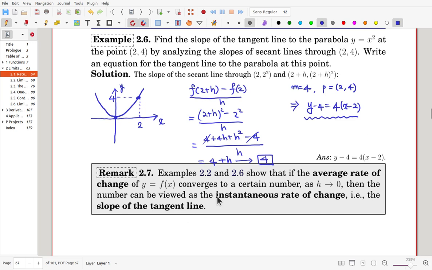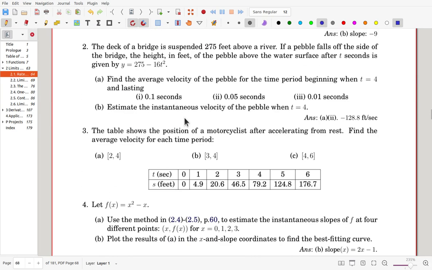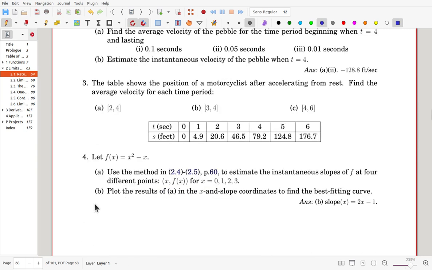Okay, we have a remark. From the above examples, you can see that the average rate of change converges to a certain number. If this happens as h goes to 0, then the number can be viewed as the instantaneous rate of change. Of course, that is the same as the slope of the tangent line. Okay, that's the end of the section. Let's go to one problem in the section.